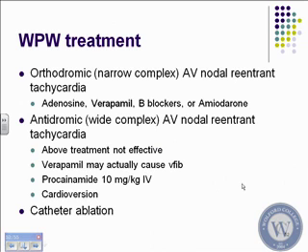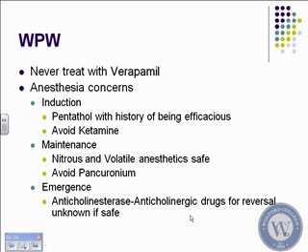WPW treatment can be by giving adenosine. Okay, verapamil should not be under any consideration in treatment. Beta blockers may also be considered. Antidromic or wide complex AV node reentrant tachycardia, the above treatment is not effective. Verapamil may actually cause VFib, and procainamide and cardioversion are the only choices that you have with this kind of situation. Catheter ablation is usually a treatment of choice over time.